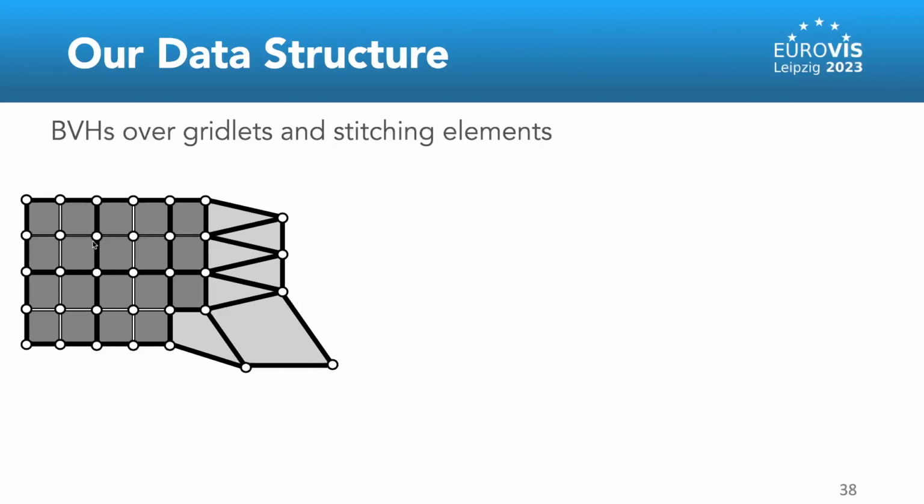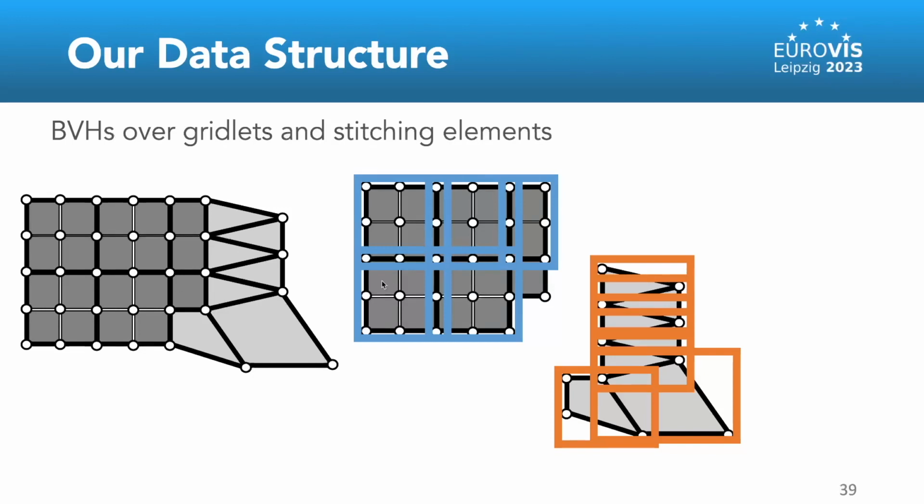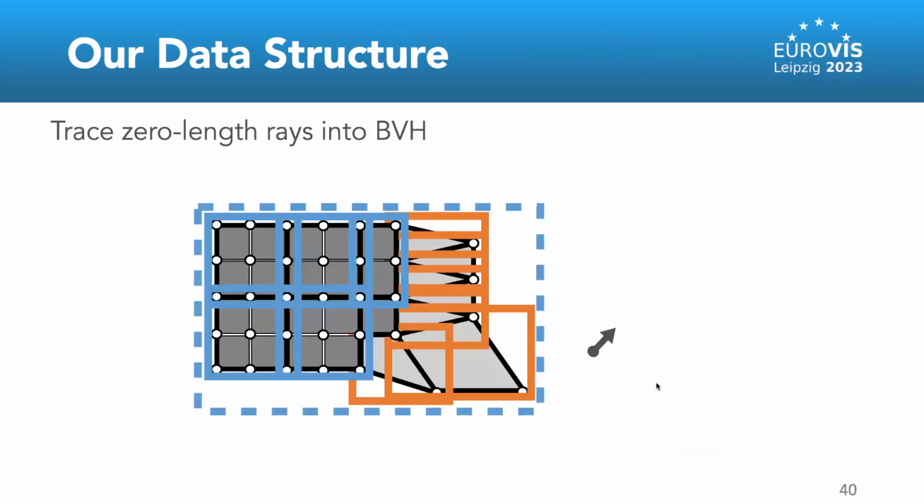And then what we do is we build separate BVHs. This is a BVH over all the gridlets. This is a BVH over all the unstructured elements. And then when we perform sample reconstruction during path tracing, we have our random walks that the path tracer performs, and we have to perform sample reconstruction, and then we take those small rays here and align the ray origin with the sample position that we're interested in.